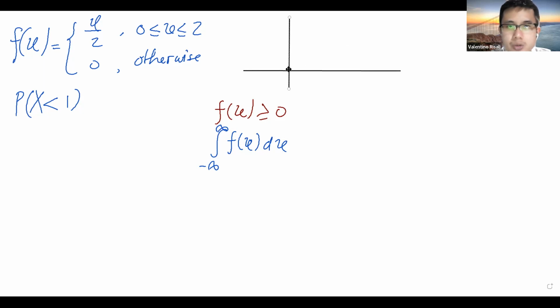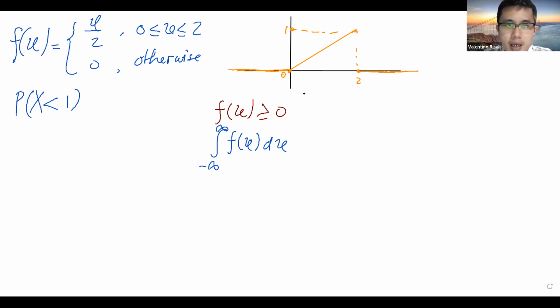From 0 to 2, it follows the line, the orange line, and then this is 0, this is 2, of course this is 1, and 0 otherwise. This means 0 for the values less than 0, and 0 again for all x greater than 2.